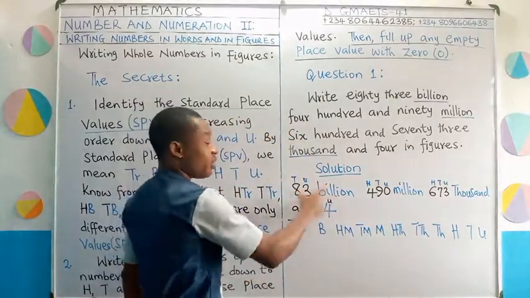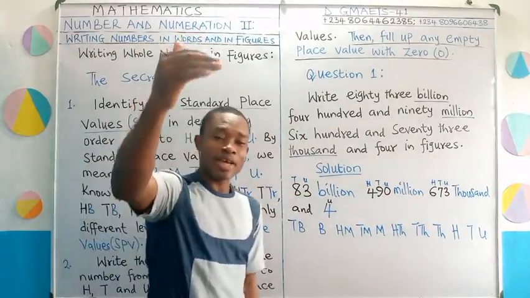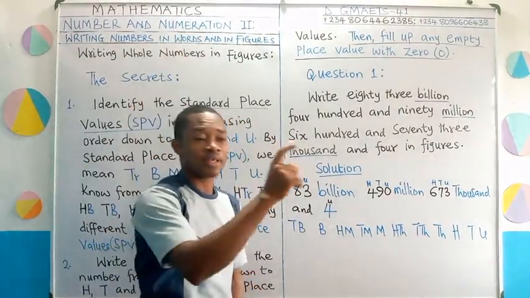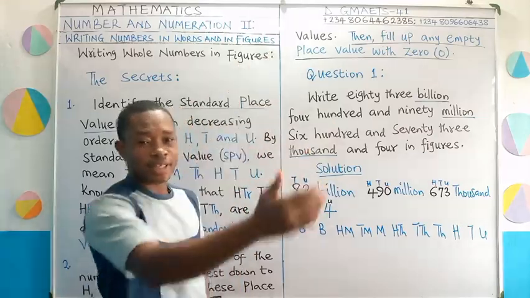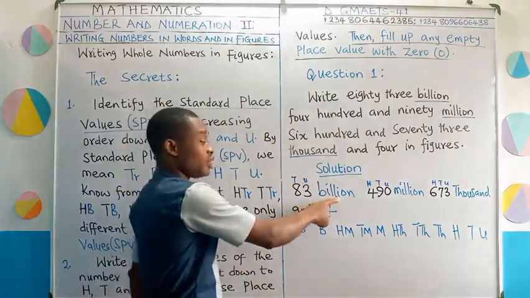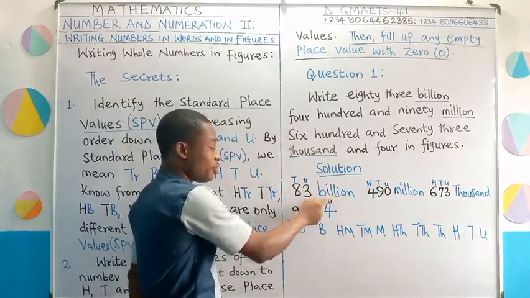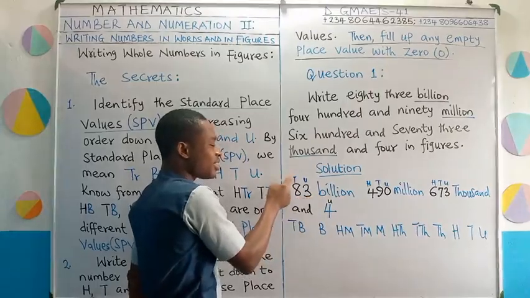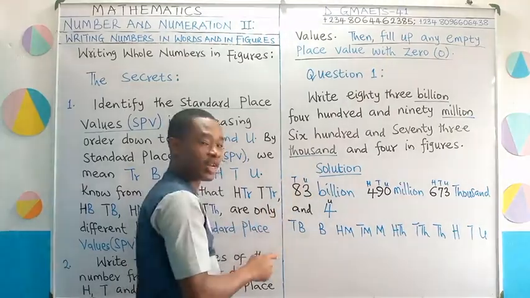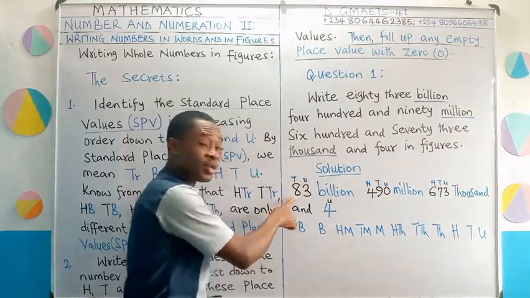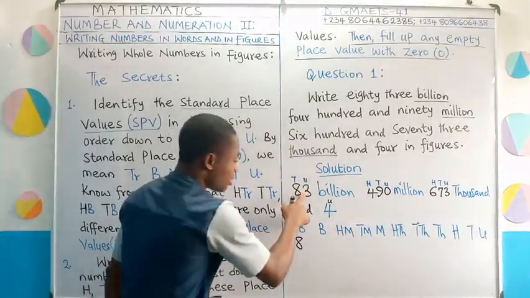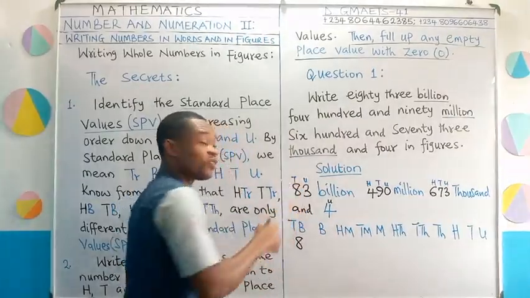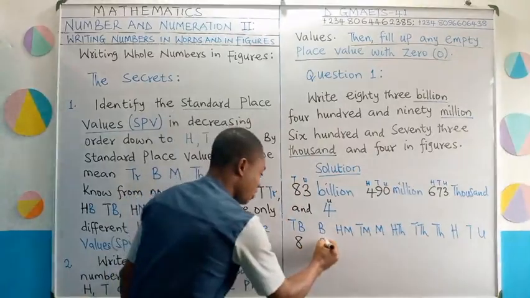Go into that of billion. I like filling from the highest place value. And of course, if you are writing a number in figure, it is advisable you start from the highest place value. Billion is the highest standard place value. Under billion, there we have 83. 83 is simply tens and units of that billion. So this 8 is under tens of billion. I'll come here and fix 8. Then this 3 is unit of billion. Unit of billion is the same as billion. I told you that before.